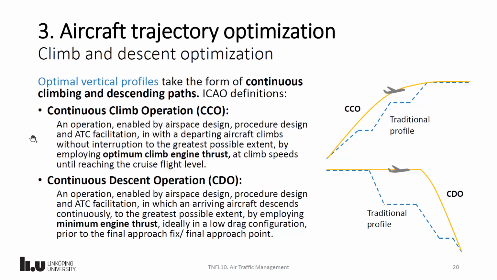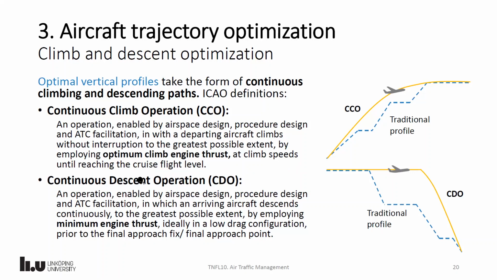So in continuous climb operation, it is defined as an operation enabled by airspace design, procedure design, and ATC facilitation, in which a departing aircraft climbs without interruption to the greatest possible extent by employing optimum climb engine thrust at climb speed until reaching the cruise flight level.